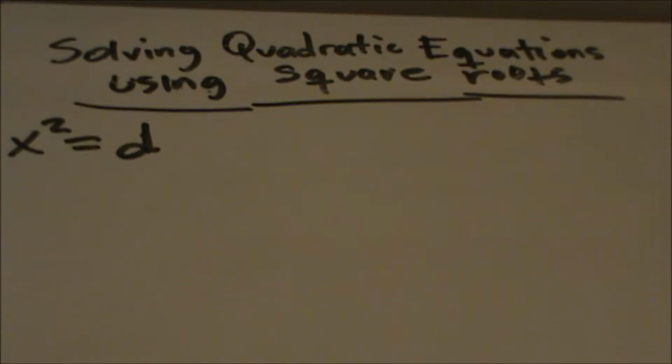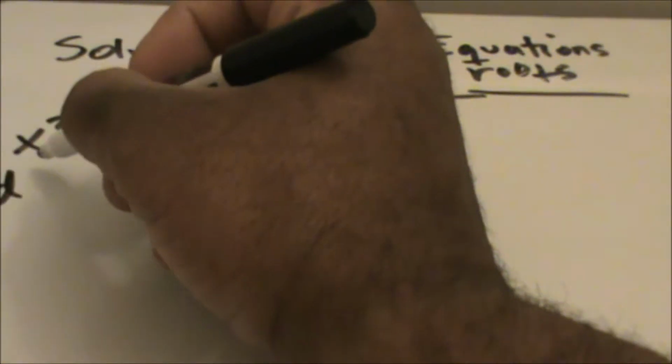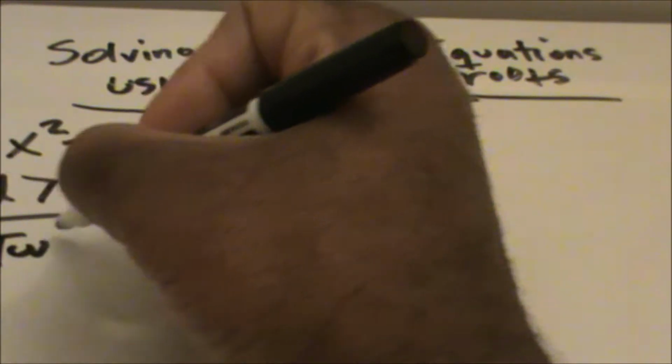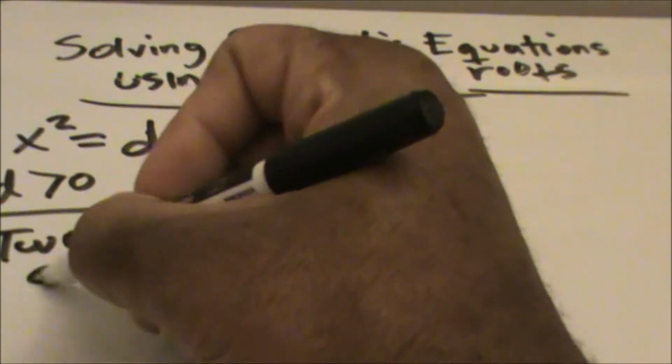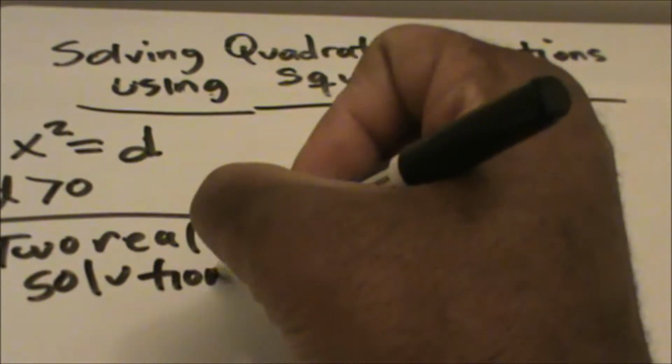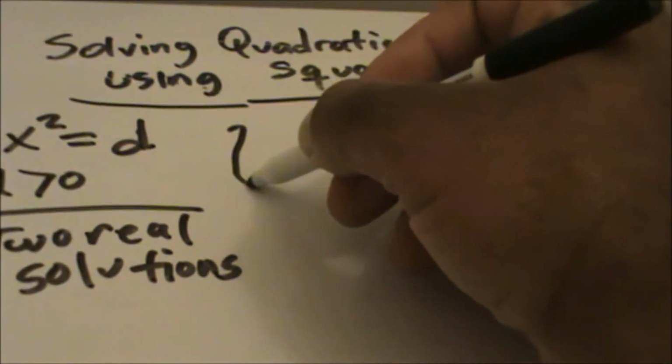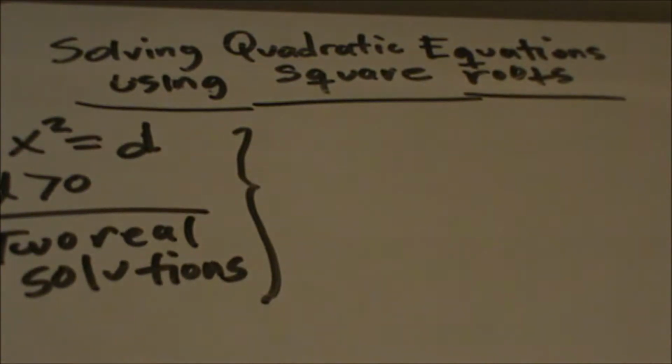When you have this scenario, d is greater than 0, there exist two real solutions. All right, two real solutions, and I'll give you maybe two examples of solving in the format x squared equals d when you're using the square roots to find the real solutions. All right, so we're going to test those values right now.